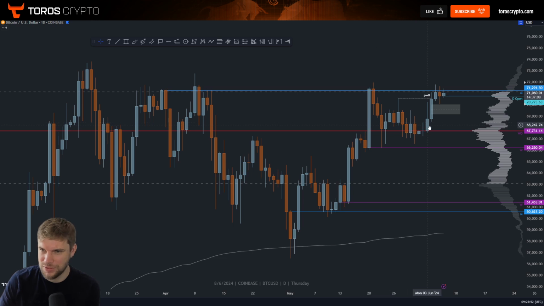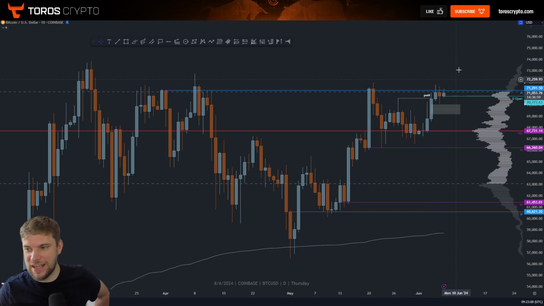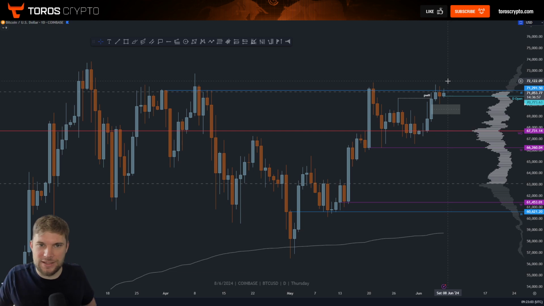There was a long consolidation, a couple of weeks of consolidating. We're now back towards the highs. We're testing this resistance. There's only so many times that you can hit into that before it breaks. And yeah, everything looking pretty healthy.